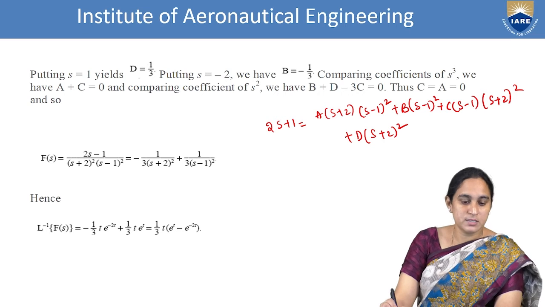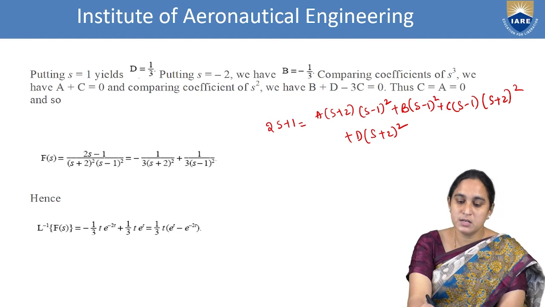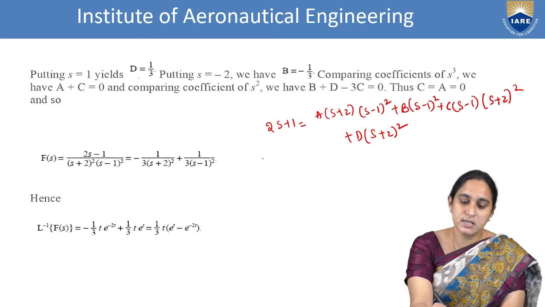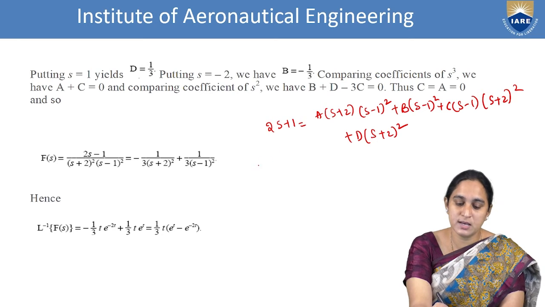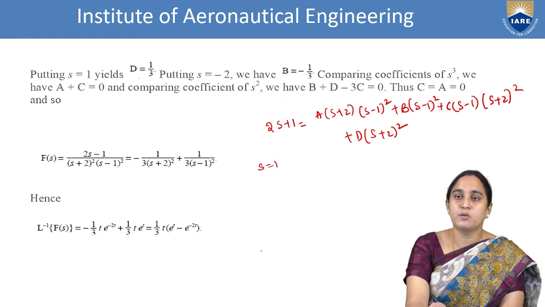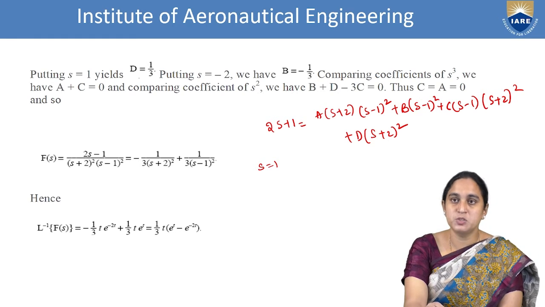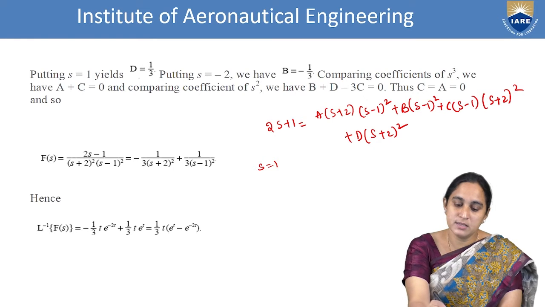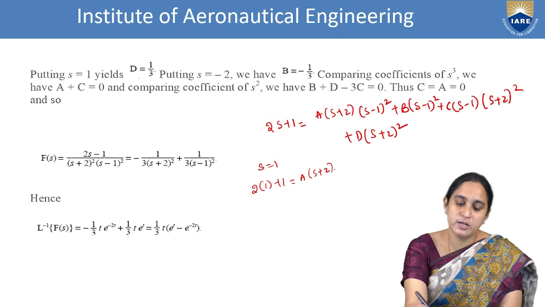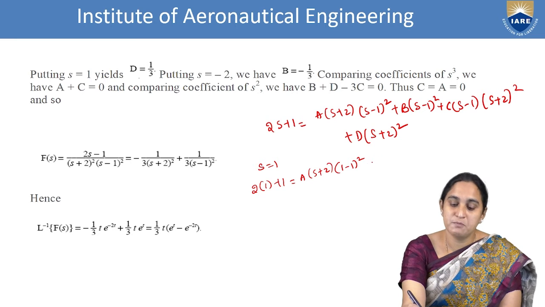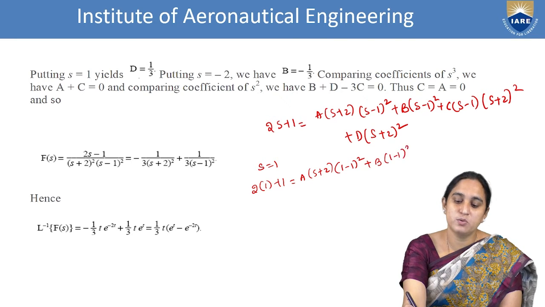Okay, from that equation, first I'll find out, for example, substituting s is equal to 1. What will happen? What did we get from that? If you substitute s is equal to 1 in the above equation, that is 2 into 1 plus 1 is equal to a into (1 plus 2) into (1 minus 1) whole square, plus b into (1 minus 1) whole square, plus c into (1 minus 1) into (1 plus 2) whole square, plus d into (1 plus 2) whole square.